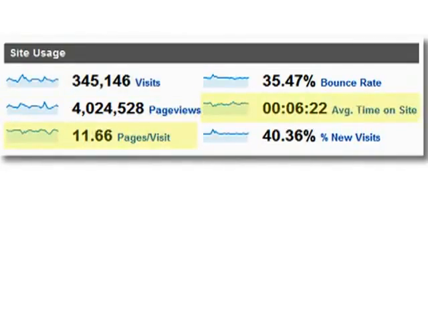Next, the combination of almost 12 pages per visit and over 6 minutes average time on site is impressive. Many websites get only 3 to 5 pages per visit. These visitors are really exploring the site. The bounce rate at 35% is very good in context of the number of visits and page views. This website is getting a lot of qualified visitors.